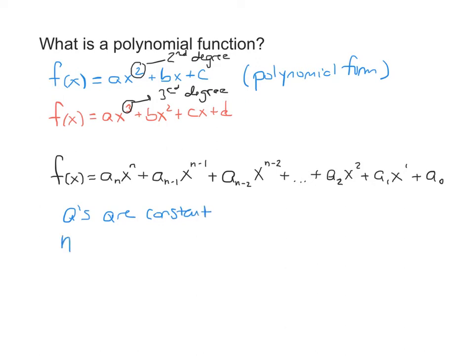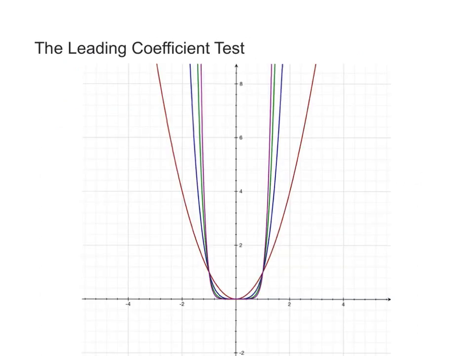So what we want to remember here is that all of our a's are constant, and n, which is the degree, must be a natural number. So that means that n can't be 0 or negative, or a fraction, and could be 1 or 2 or 3 or so on. So now for the leading coefficient test.